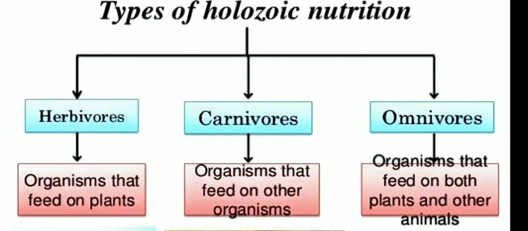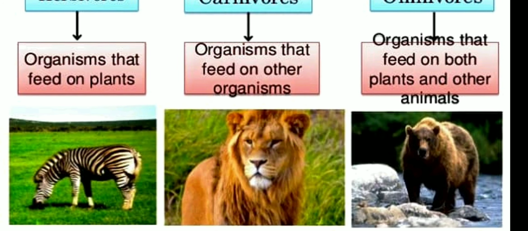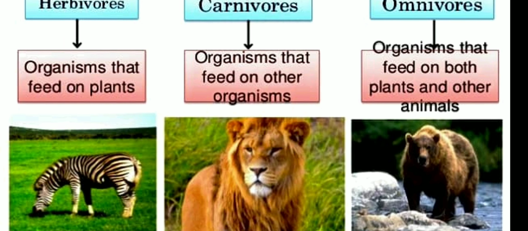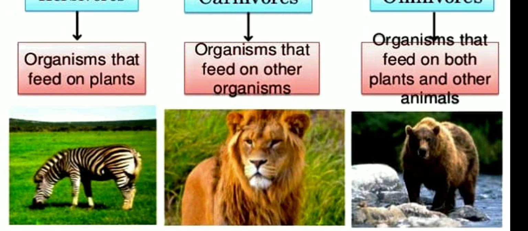Then we have types of holozoic nutrition, which contains herbivores, carnivores and omnivores, and you all are very much aware of it. Herbivores are those organisms which feed on plants, for example deer, zebra, goat. And carnivores are the organisms which only feed on the flesh of other animals or organisms, for example tiger, lion, leopard. And omnivores are those which feed on both plants and flesh of other organisms, for example bear, crow, human beings. We human beings are omnivores.